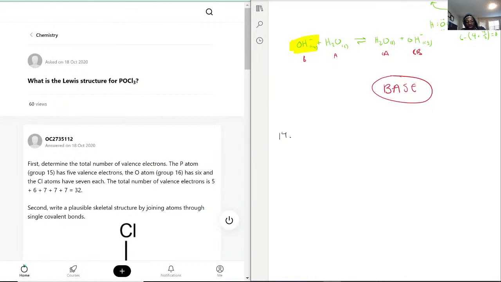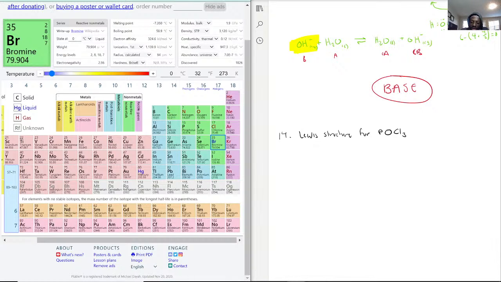What is a Lewis structure for POCl3? For POCl3, I'm going to assume that the phosphorus is the one I want in the middle because it has, I guess, the most valence electrons.